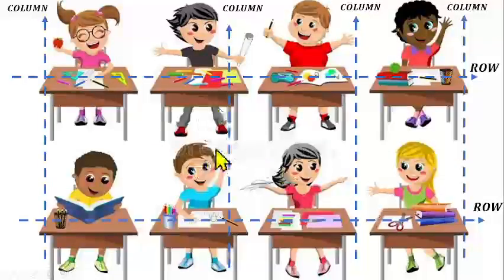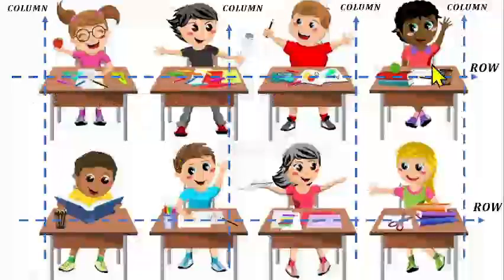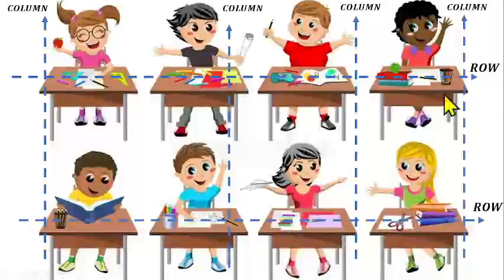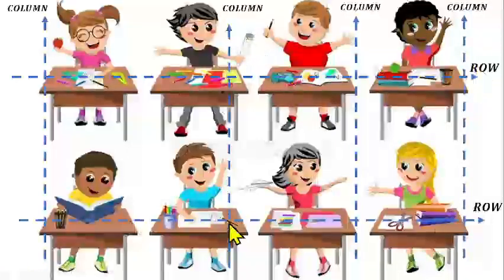So now I believe that you understand which one is row and which one is column in the arrangement of these students. The seats arranged horizontally represent the row, this is the second row as well, then the arrangement like this is the column, second column, third column, and fourth column. So this arrangement has 2 rows and 4 columns. Now let's see another example.